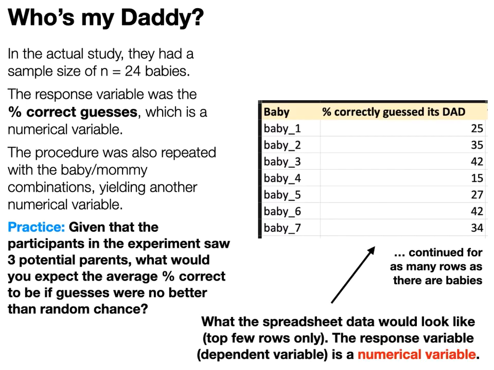Okay, so I already said how the procedure was repeated. So here's an example on the right of what the spreadsheet might look like. Each unit in the experiment is a baby, and the next column is the percent of participants who correctly guess that baby's dad. Some babies that really look like their dad might have a relatively high percent of correct guesses, like baby number 3 with 42, and some babies that don't really look like their dad might have a relatively low percent, like baby number 4 with only 15% of the participants correctly guessing the dad.